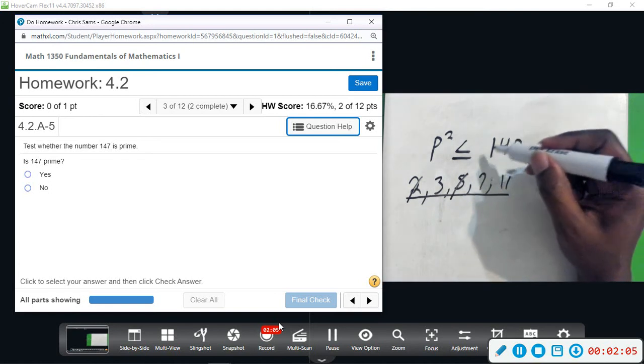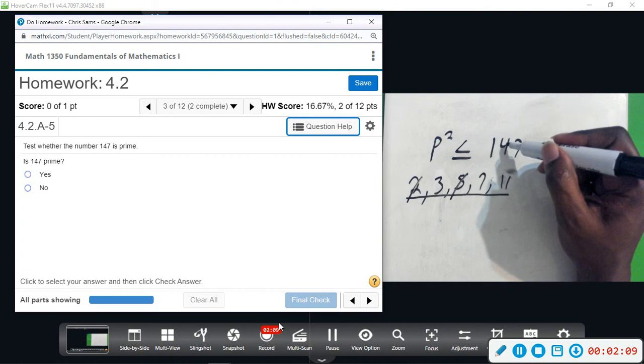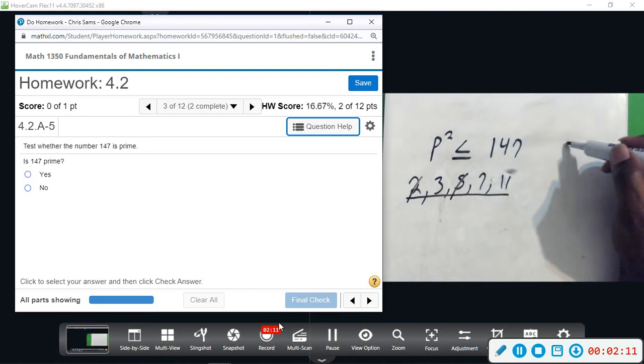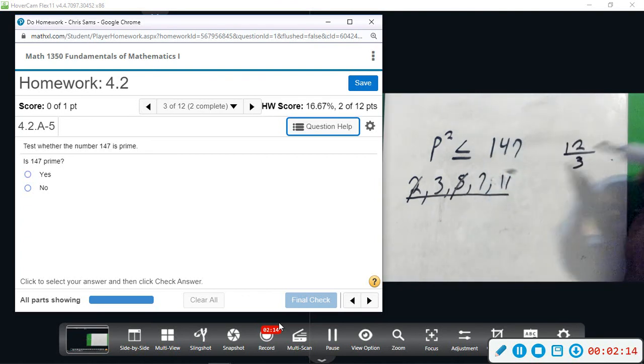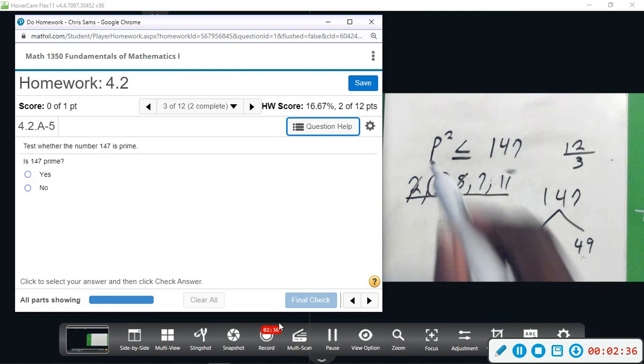So let's see if it's divisible by 3. I'm going to add up these digits. 7 plus 4 is 11, plus 1 is 12. 12 is divisible by 3, so this number is divisible by 3. 147, let's divide by 3. 3 goes into 14 4 times. 3 times 4 is 12. Take away 12, that leaves us with 27, and 3 goes into 27 9 times. So it's divisible by 3, which means it's not prime.